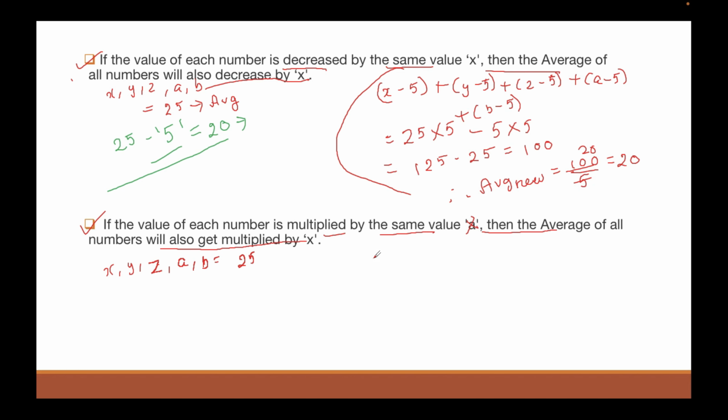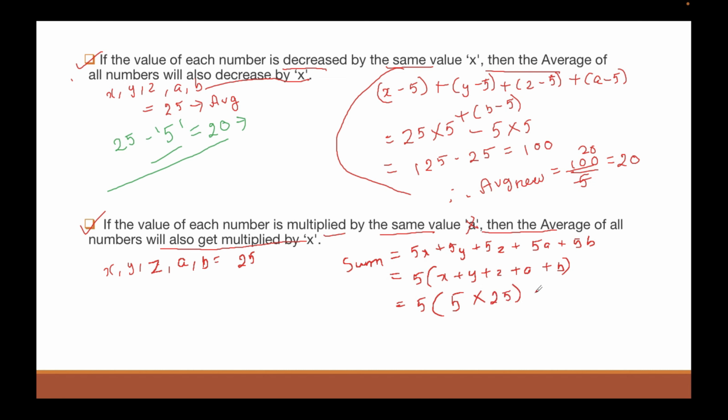Now it's telling I have to calculate the sum. So the new sum would be 5x plus 5y plus 5z plus 5a plus 5b, right? Now I am taking 5 common, so we will get x plus y plus z plus a plus b. So what will be the total sum? Total sum would be 5, and what was this sum? It's 5 into 25, right?